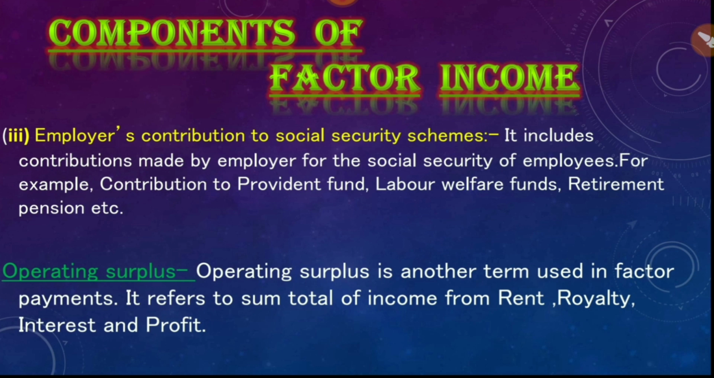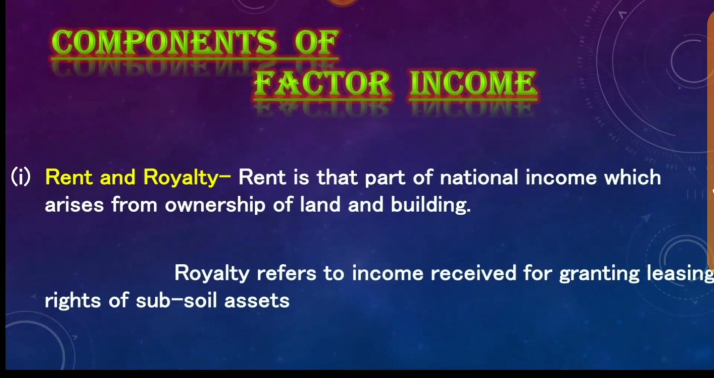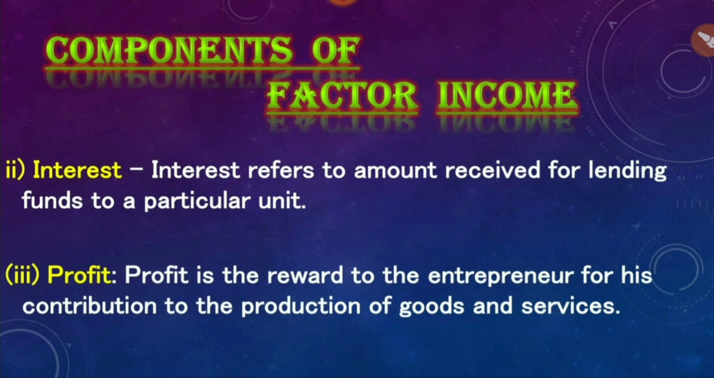Our next component of factor income is operating surplus. Operating surplus is a calculated figure of rent, royalty, interest and profit. Rent is the part of national income which arises from ownership of land and building. Royalty refers to income received from granting leasing rights. Interest refers to the amount received for lending funds to a particular unit. Profit is the reward to the entrepreneur for his contribution to the production of goods and services.